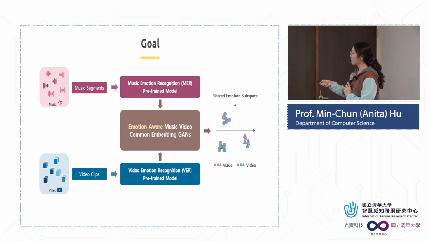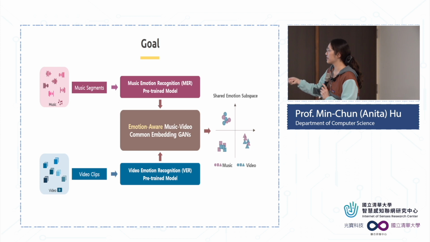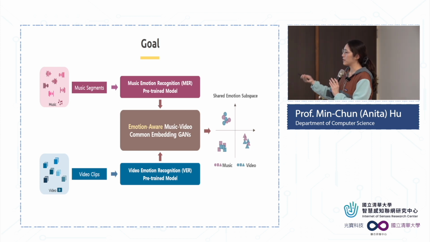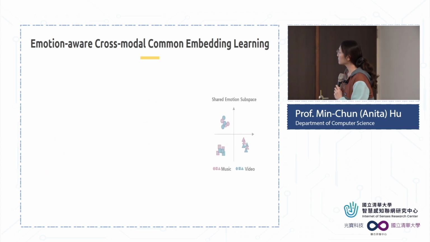So we try to find the common embedding space, which means that based on the extracted features in the music data and the video data, we will reproject them into a common space. And if they contain the same emotion concept, then in the common space, the 2 data should be very close. Otherwise, they should be separated apart. Okay.